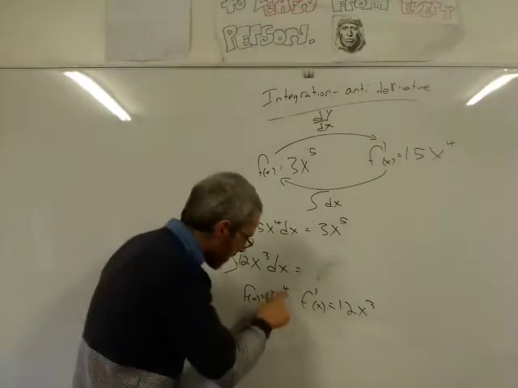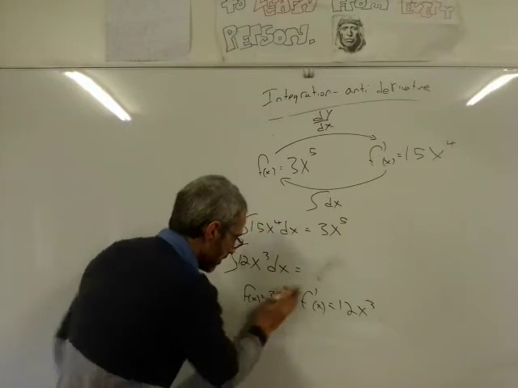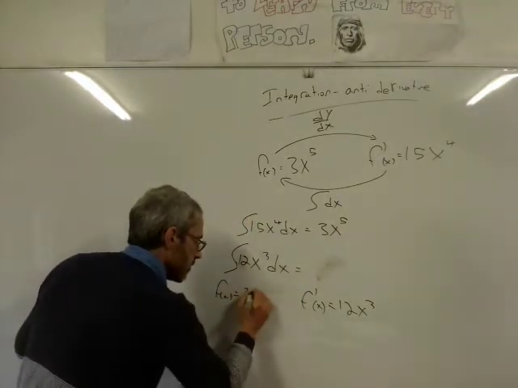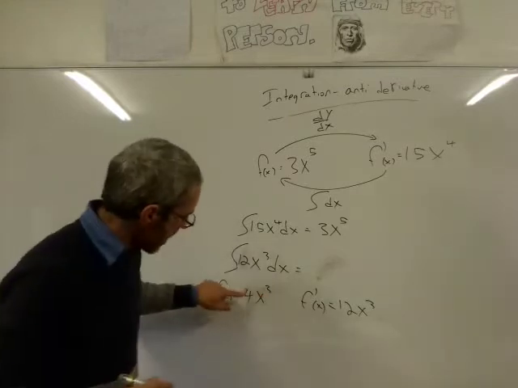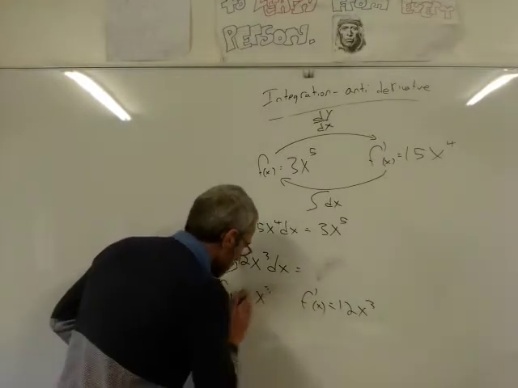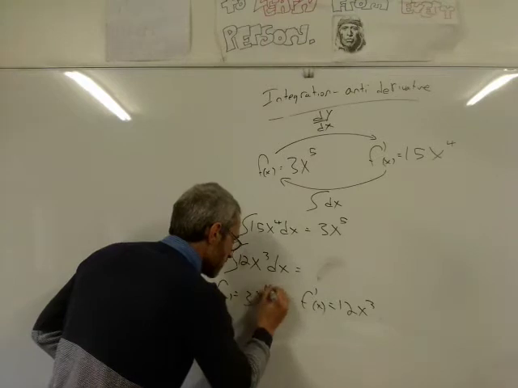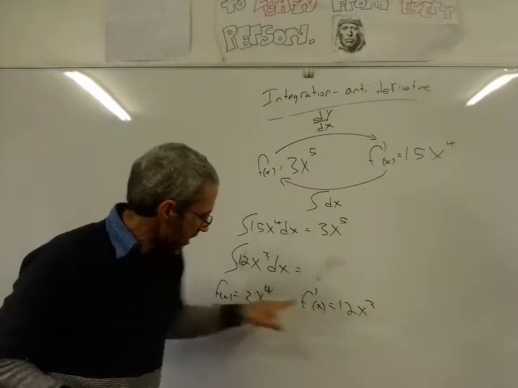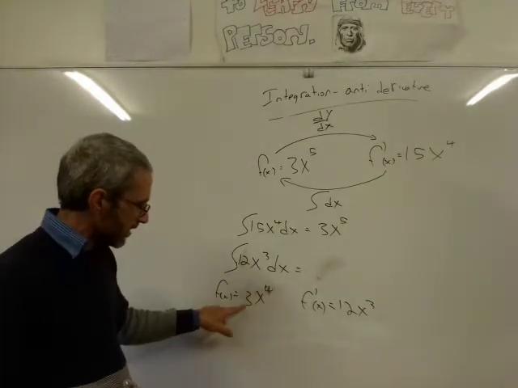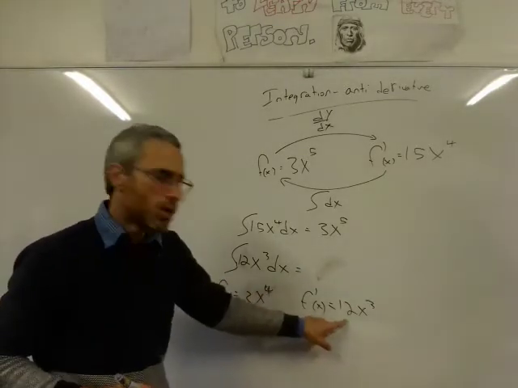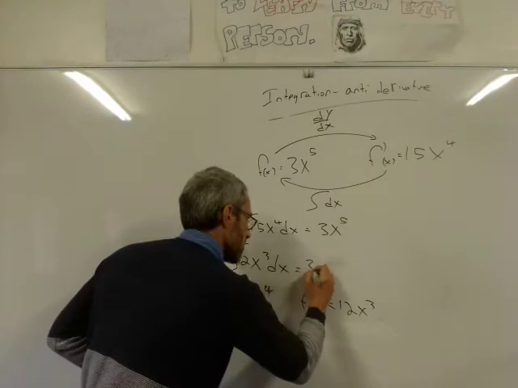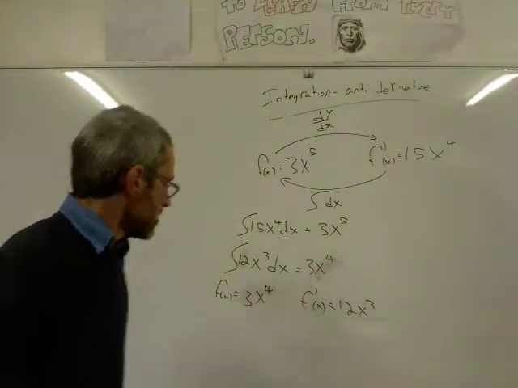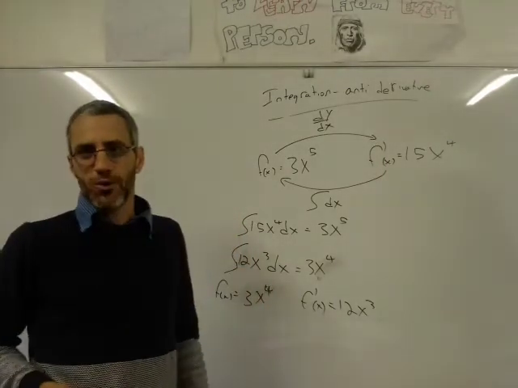Let's check that again. It should be 3x to the power of 4. Now when I do the derivative, the 4 will become 3. The 4 will also multiply by that constant to give us 12. So the answer appears to be 3x to the power of 4. Is that right? I'm just working in reverse, really.